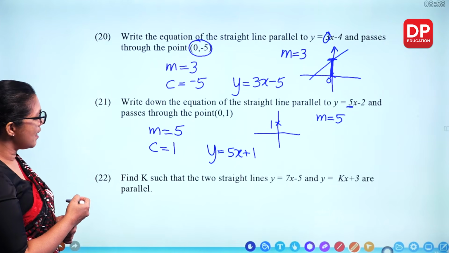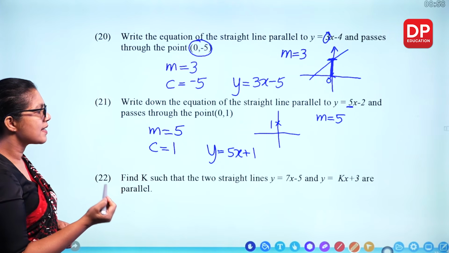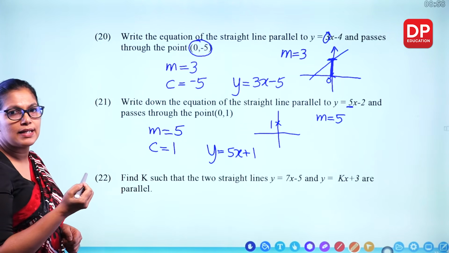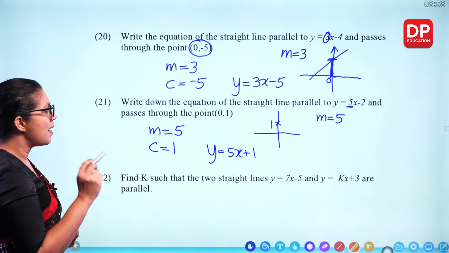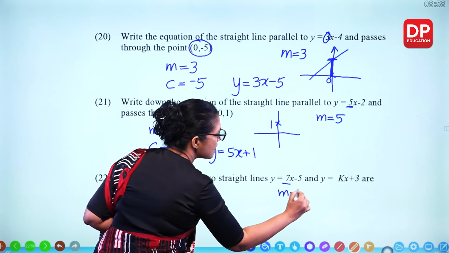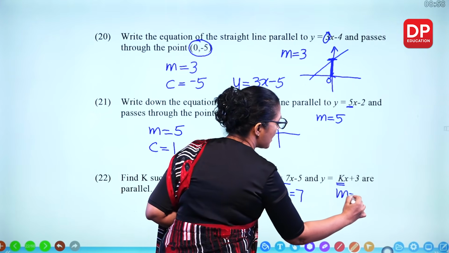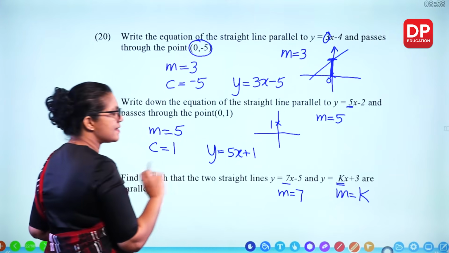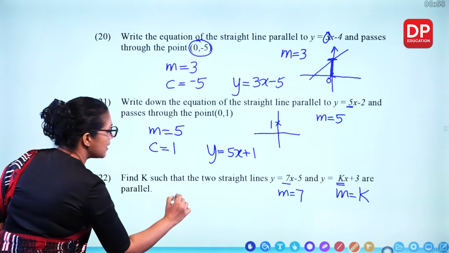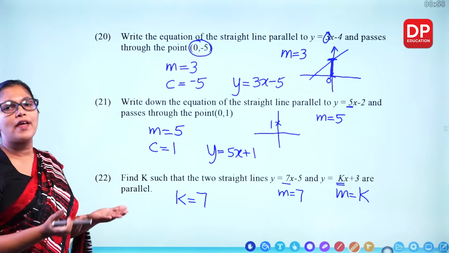Find k such that the two straight lines y equals 7x minus 5 and y equals kx plus 3 are parallel. That means same slope. So what is m here? m is 7. What is m here? m is k. If the two lines are parallel, k is equal to 7. Both are equal.